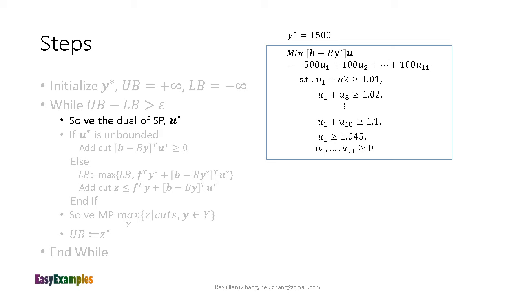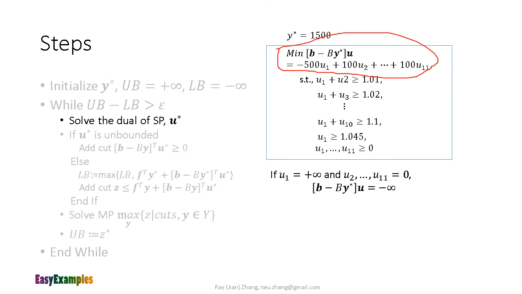From the objective function of the dual of subproblem, we can see that if u1 equals positive infinity and u2 to u11 equals 0, then the objective value of the dual equals negative infinity, which means that the dual of subproblem has unbounded solution, and the u star here is an extreme ray.